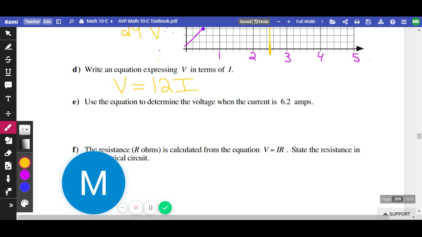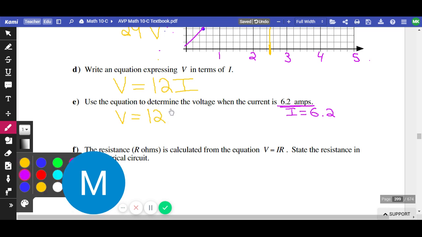Question E, use the equation to determine the volts when the amps, or when the current is 6.2 amps. They told you that I equals 6.2. So you need to go back to your equation and change I to be 6.2. Like that. So we went back to the equation, we changed the letter they told us, and then we try to get the other letter by itself. It's already by itself, right? V is by itself. So I just need to put this in my calculator.